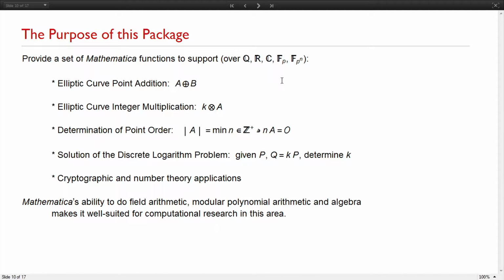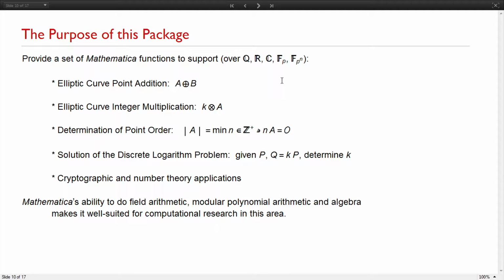What we really are working in is a group, which of course has a representation as a Z module. So I thought it was more appropriate to use these symbols for point addition and integer multiplication, which simply means adding a point to itself over and over again. We provide the ability to determine the order of a point, in the usual sense: how many times do I add a point to itself before I get back to the identity?